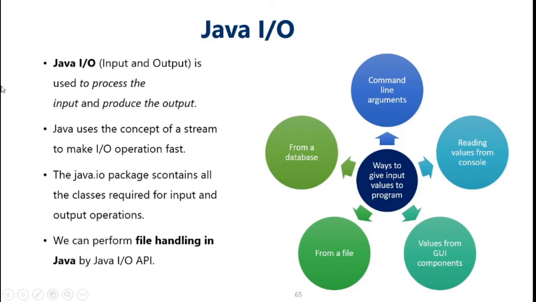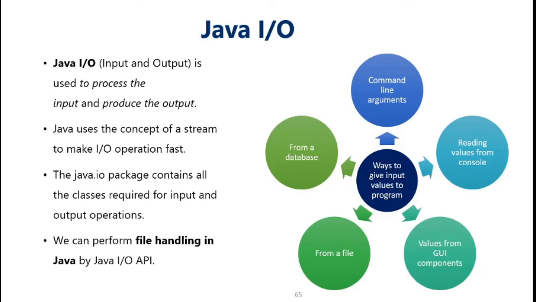Java.io is one of the packages. It contains all the classes required for input and output operations. Java.io is the package that contains all the classes required for input and output operations.